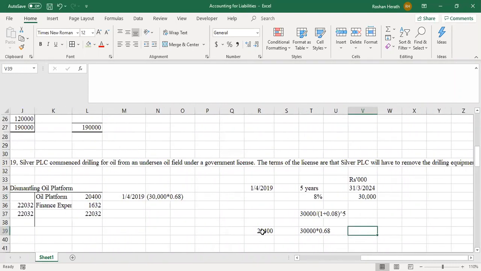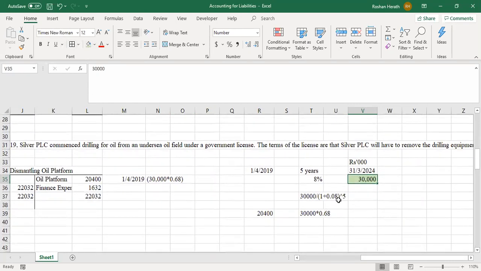Today the value is 20,400. But you want to ensure that in 5 years time it is getting to 30,000. Then how do you ensure? Earlier you discounted using the 8%. Now you can simply compound at 8%. So if you keep doing that, at the end of the 5th year, this becomes 30,000. So that's why we annually charge an interest expense.